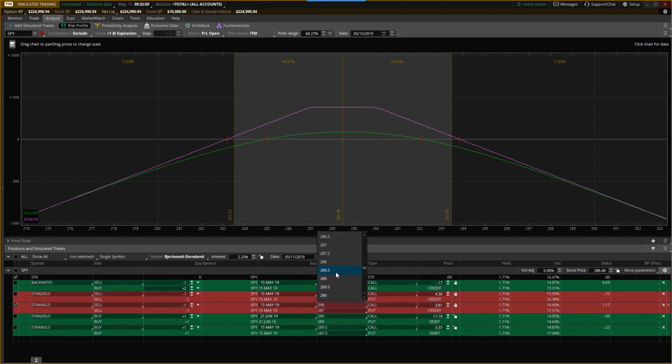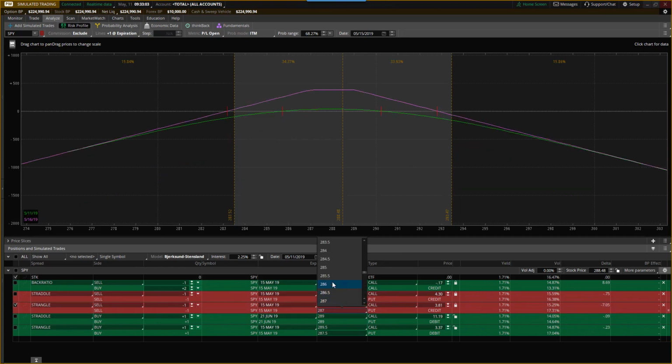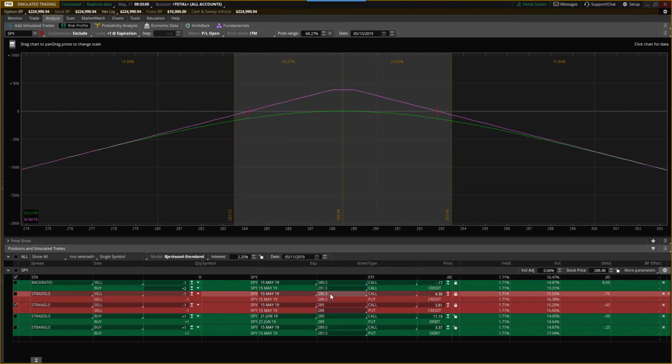So if I had the 289 and the 288, well, now you can see I've got a very small flat plateau here, and the expected move is beyond my break evens. So this is saying SPY could absolutely land in my loss area, and that my trade is not big enough. I'm accepting too much risk.